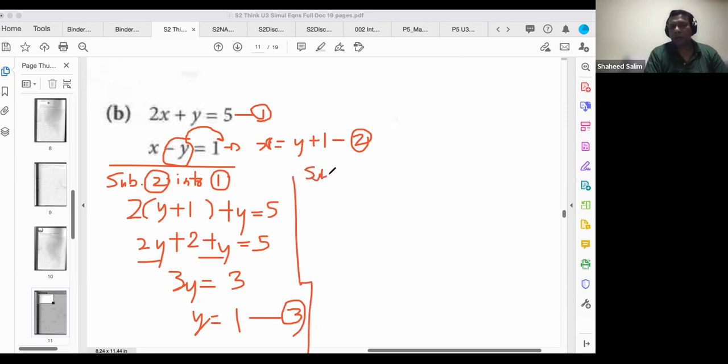Substitute number 3 into 2, put into 2. Why? We want to find x. If you put 1 also, if you want, but you put 2 easier. Why? When you put in the value of your y, you get the answer. You see, x equals to, what is y? Y is 1. I follow exactly: x equals to y plus 1. X equals to 1 plus 1. X equals to 2.